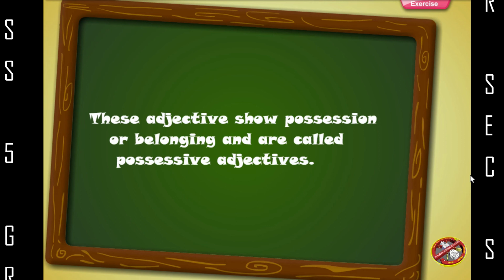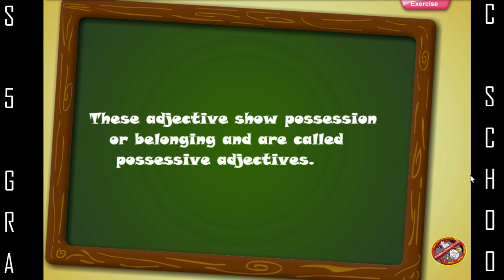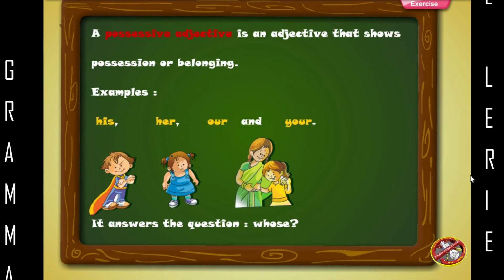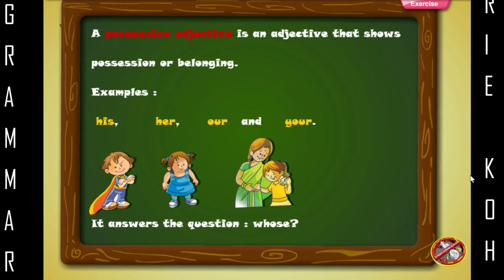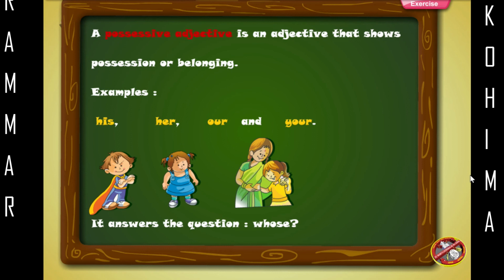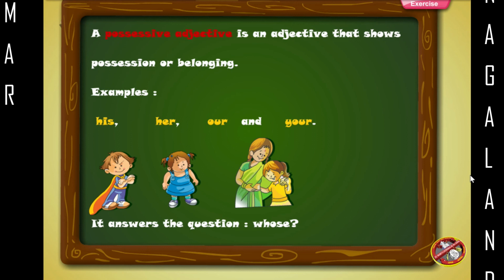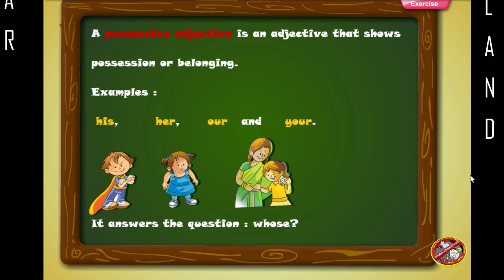These adjectives show possession or belonging and are called possessive adjectives. A possessive adjective is an adjective that shows possession or belonging. Examples: his, her, our, and your. It answers the question, whose?